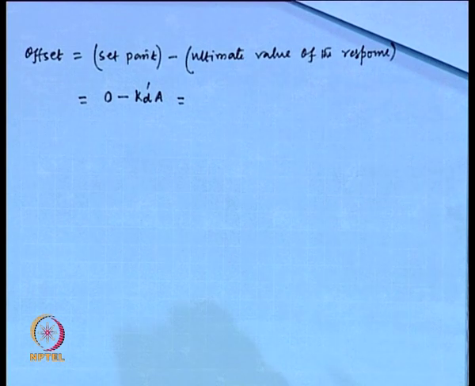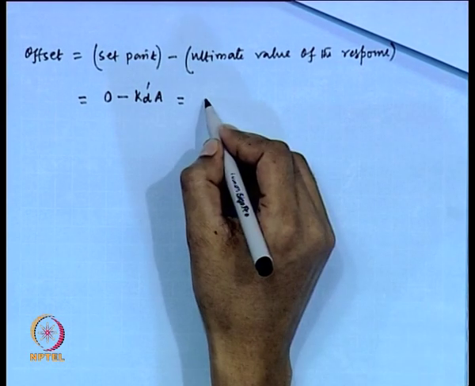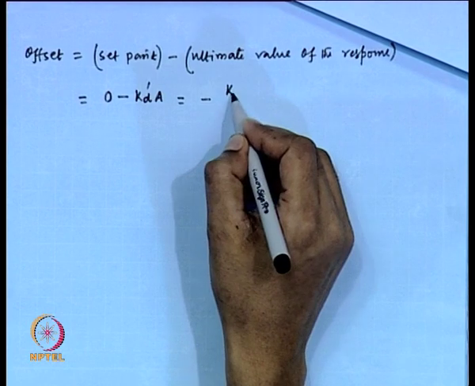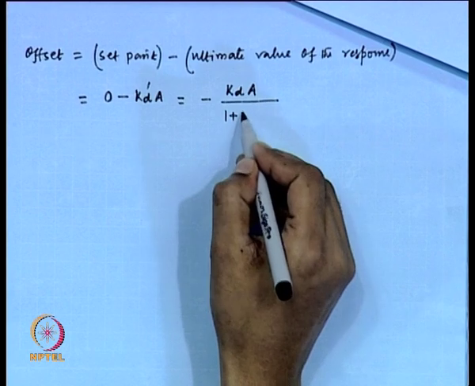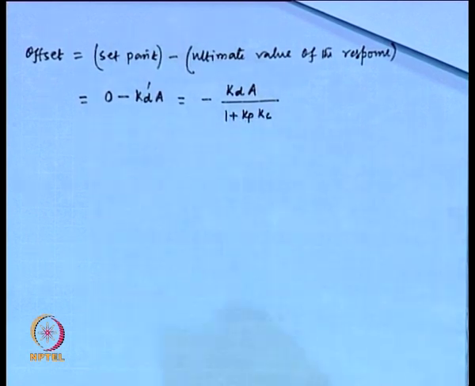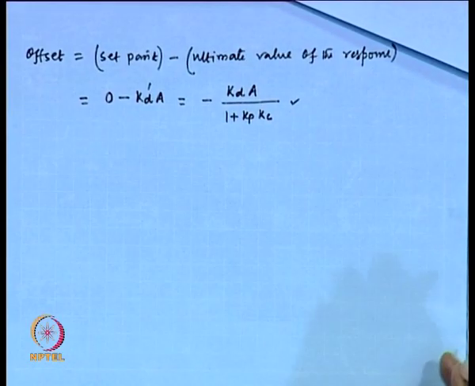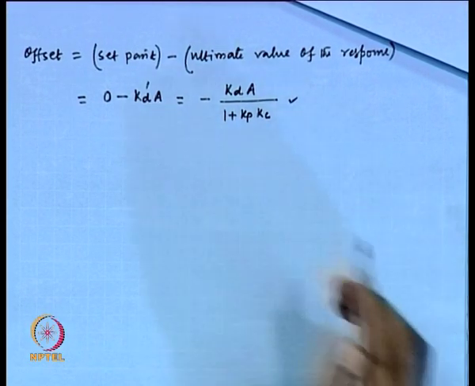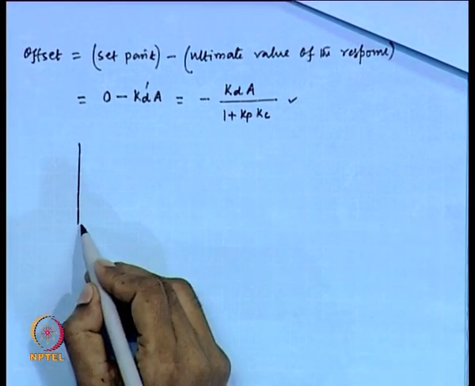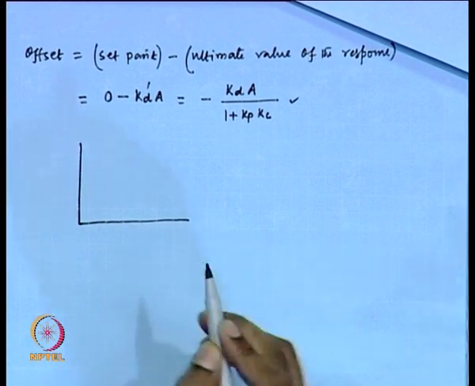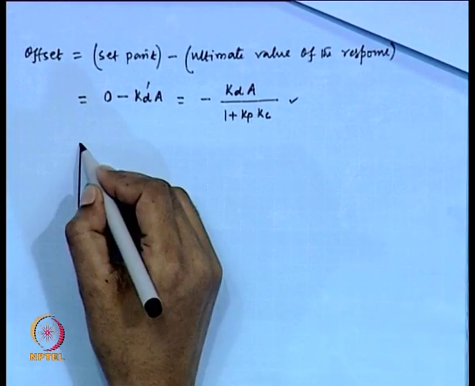Substituting the expression of K_d', we obtain offset equals K_d A divided by 1 plus K_p K_c. Substituting the expression of K_d', we finally get the offset equals minus K_d A divided by 1 plus K_p K_c. Now, we will produce a plot to observe the transient behavior.